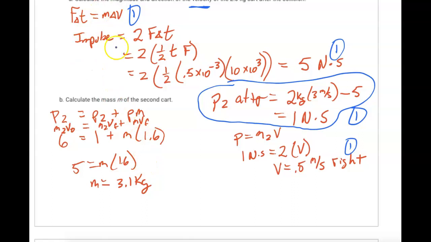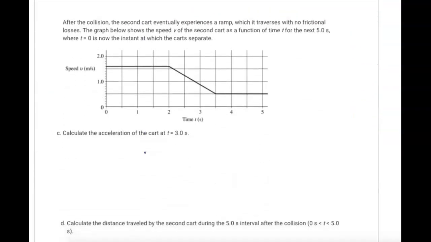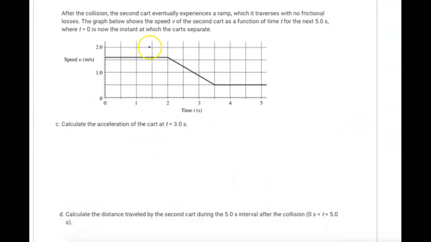How many points do we get for doing all this? You get 1 point for this original equation. You get 1 point for plugging everything in, essentially, and 1 point for the right answer with the right units. After the collision, the second cart eventually experiences a ramp, and it goes up that ramp without any friction at all.